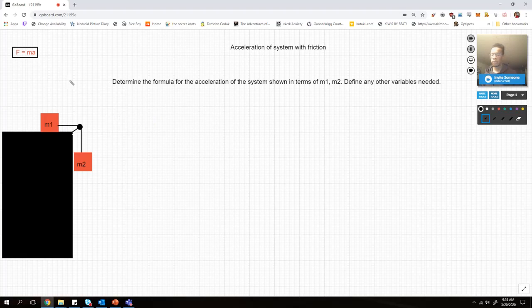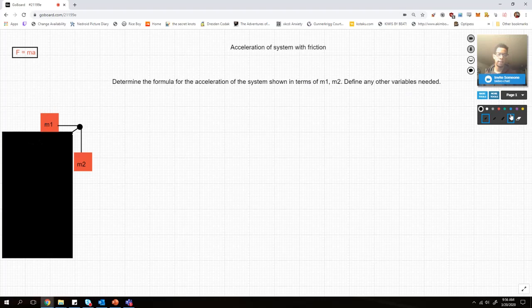So here we go. First I'm going to take a look at my system. It's a pulley with two masses. The masses don't necessarily have to be equal. We're not given the number for the quantity of mass that's here, but it doesn't matter. We're going to just do this whole problem with variables. Since this is chapter 5, there is friction involved here, so we won't ignore that term.